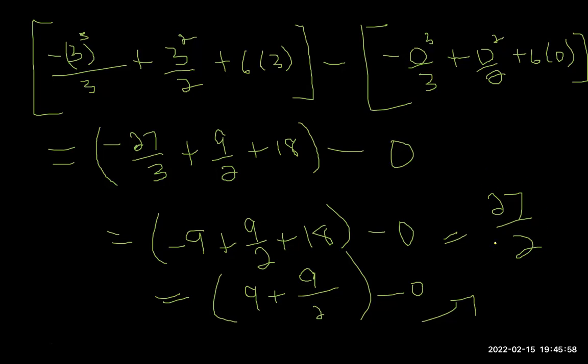So this is the answer. You could leave it as 27 on 2, or you could put 13.5. Don't forget your units, units squared, or square units. Same thing.